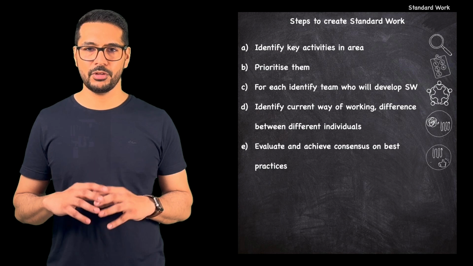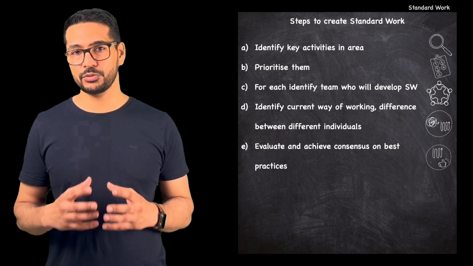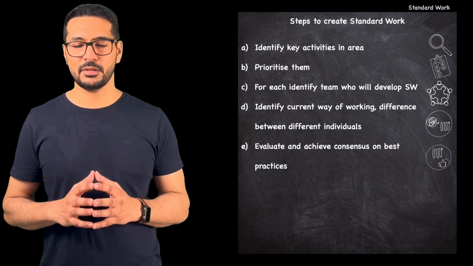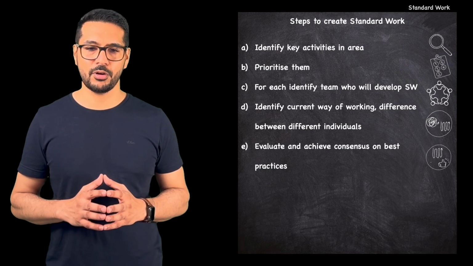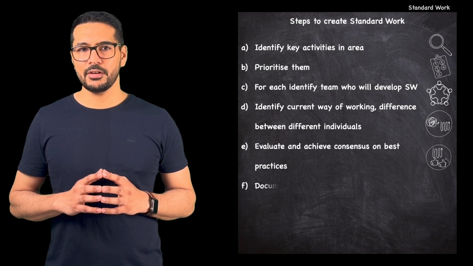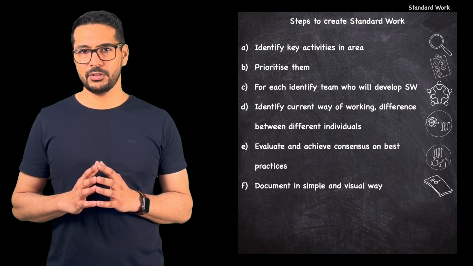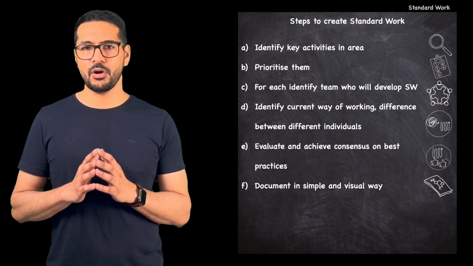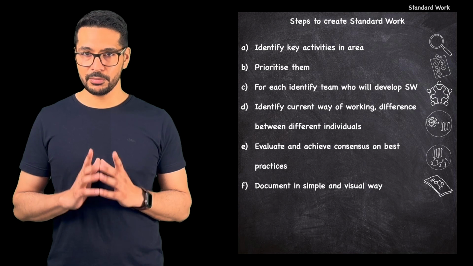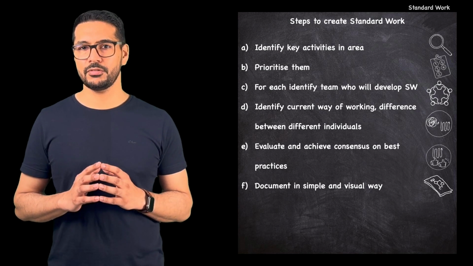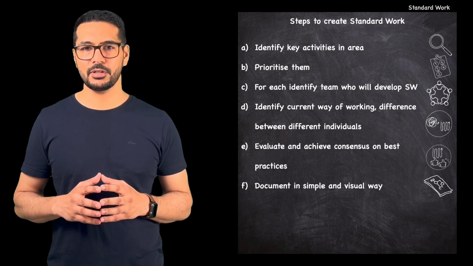This is key because everybody might think the way they are doing it is the best way, but we have to achieve consensus and prove that this is the best practice at the moment to perform that activity. Once we have defined this is the way to work, the next step is to document the best practice on one page in a visual way, which is very easy to understand. We'll see the example in a few minutes.